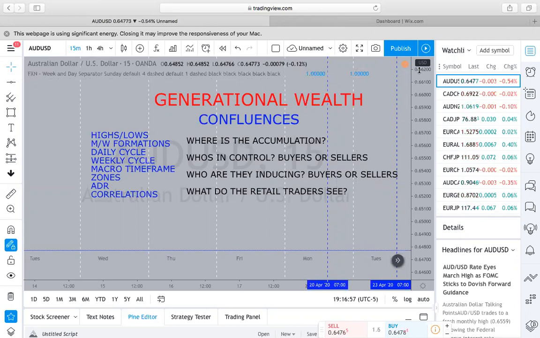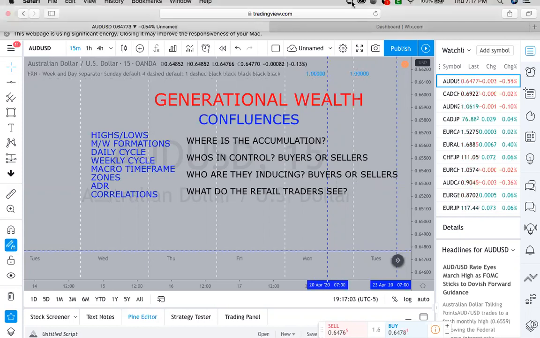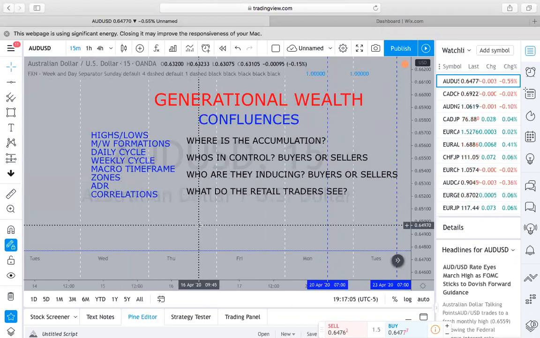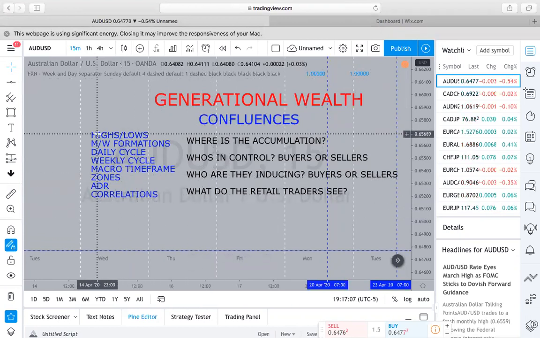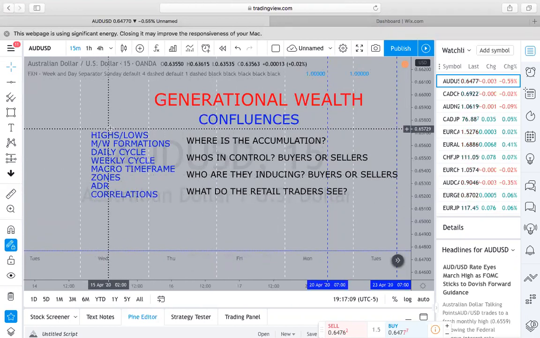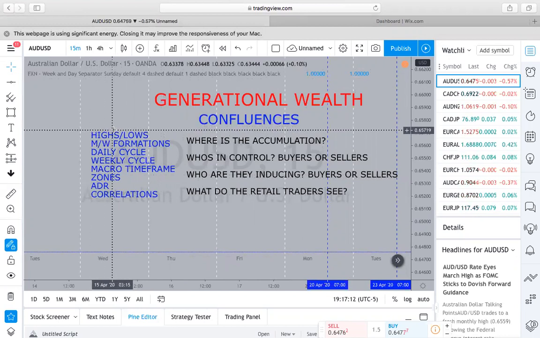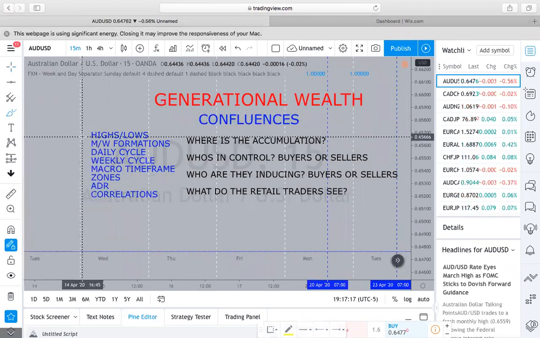So these would be the confluences I look for when I'm trading. So first, the thing you always want to know is the highs and the lows.